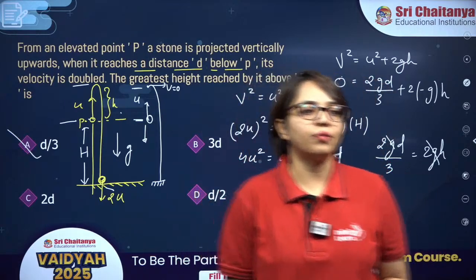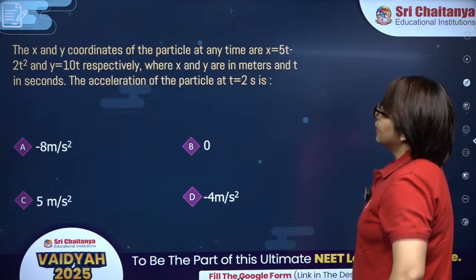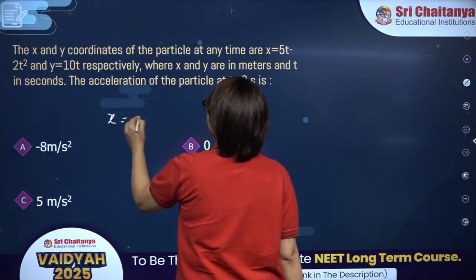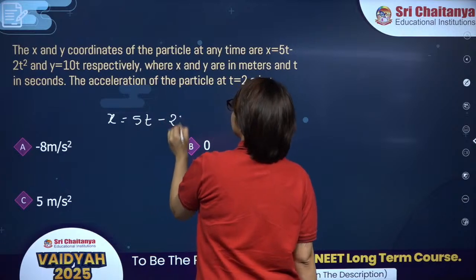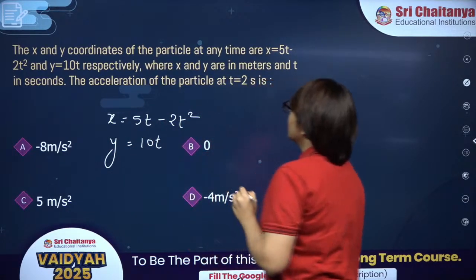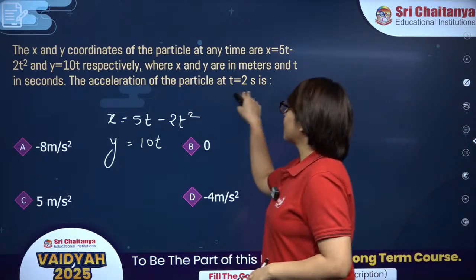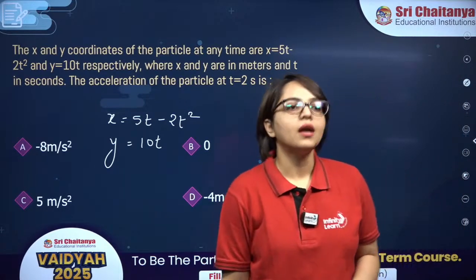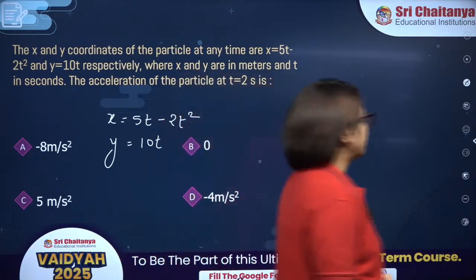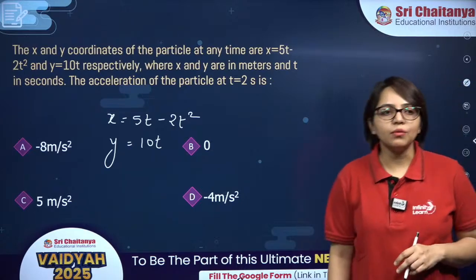Okay. Chaliye, one question from AC, 1 or 2. Let's try this one. X and y coordinates are 5t minus 2t square and 10t respectively, where x and y are in meters and t is in seconds. What is the acceleration of the particle at t is equal to 2 seconds? Try this one. We have position x and y in terms of time over here.